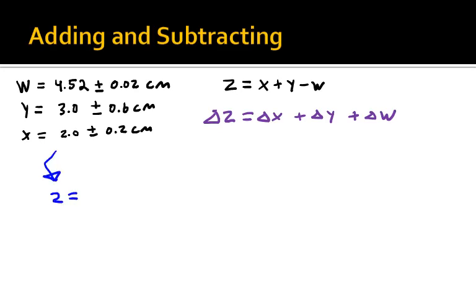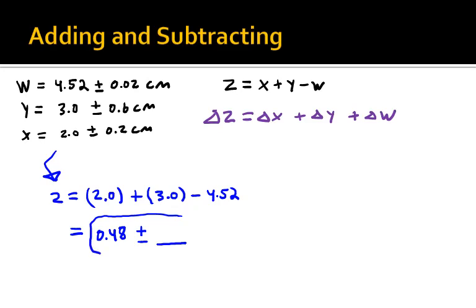So when we calculate this out just normally, z is going to be equal to x, which is 2.0, plus y, which is 3, and minus w, which is 4.52. We're going to get a value of 0.48. Okay, now we've got that value, but how precise is it? It's plus or minus what? Could it be, how much higher, how much lower could it be based on our measurements?